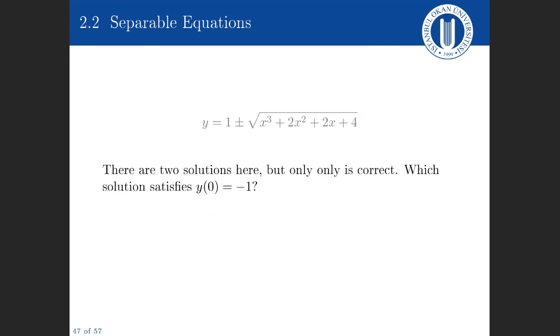But wait a minute, there are two solutions here. There's a solution with plus and there's a solution with minus. But only one of these is correct. So my question for you is, which of these is correct? Do we want the plus or do we want the minus to satisfy the initial condition y of 0 is equal to minus 1?